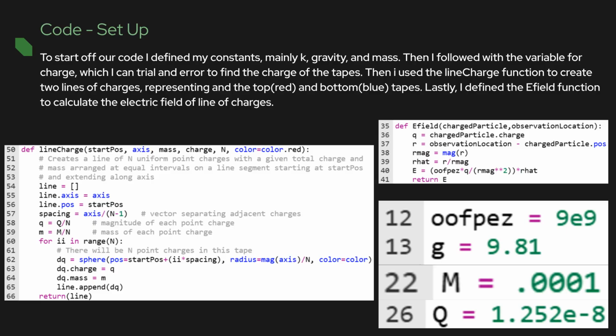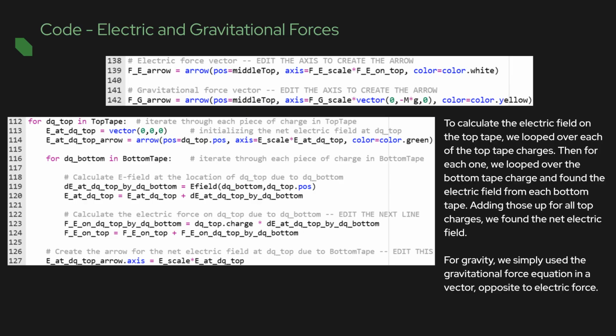To calculate the electric field on the top tape, we looped over each of the top tape charges. Then for each of those, we looped over the bottom tape charges and found the electric field from each bottom charge. Adding those up for all the top charges, we found the net electric field and electric force. For gravity, we simply used the gravitational force equation as a vector in the opposite direction to the electric force.